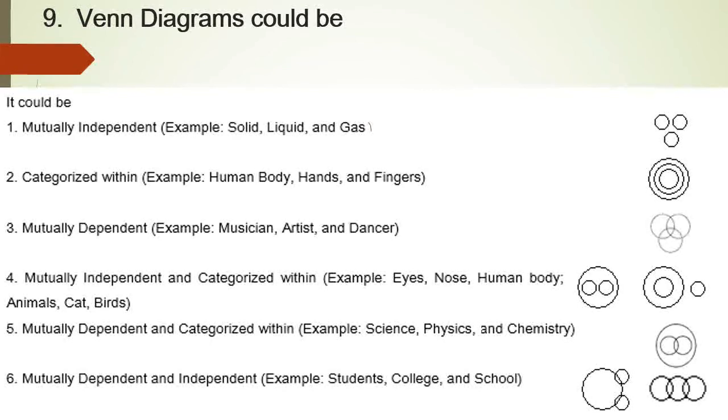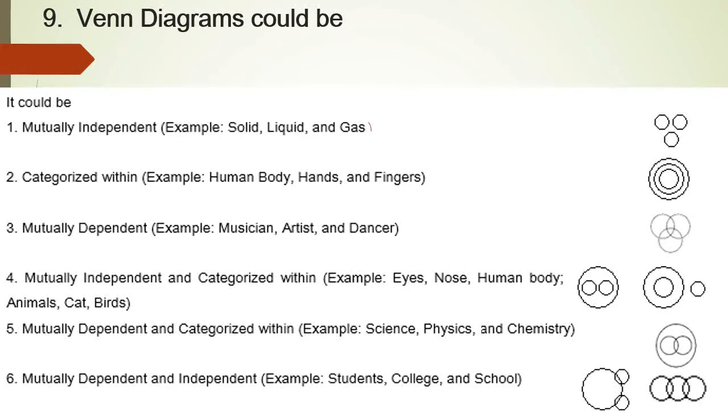Then it could be mutually independent and categorized within, for example eyes, nose and human body. So the human body has the eyes and nose inside it. And then another example could be animals, cat, birds. So cat would be inside animals, whereas birds would be completely different from animals.